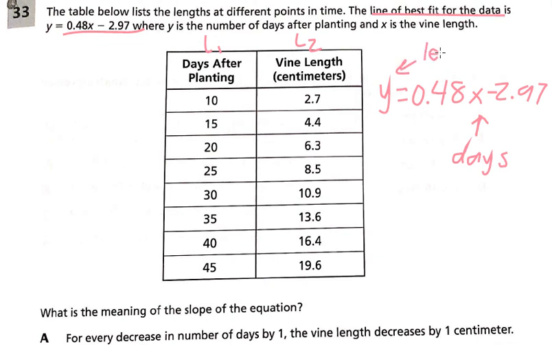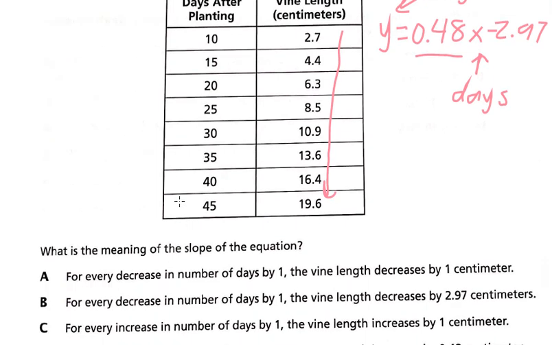Y is the length. So what our equation here means is that, and this doesn't really make sense because it makes it look like it started with a negative length. Well, the vine didn't start with a negative length, but because they've approximated the data, this isn't really a realistic value. But basically, it started at some value, and each day it's growing by 48 hundredths of a centimeter. And the reason I know it's growing is because I have a positive slope, and I also look and all of these values are increasing.